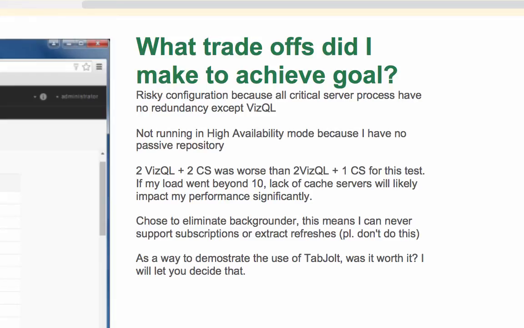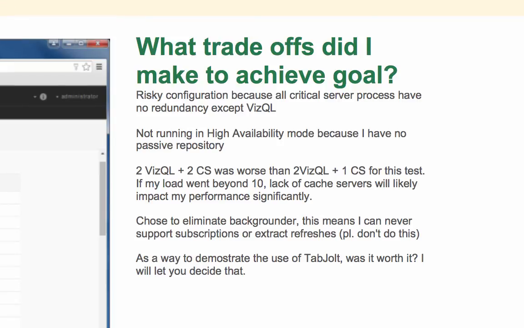But clearly on this hardware, I cannot run more than 1 cache server given the TPS and the average response time expectations I had based on the goals. I chose to eliminate the backgrounder as well. Now, this doesn't mean that you should do it. It just means that in my case, because I didn't really have any subscriptions or extract refreshes going on at the same time, I felt that I really didn't need that particular process to consume more of the resources where I have a machine that's resource strapped already.